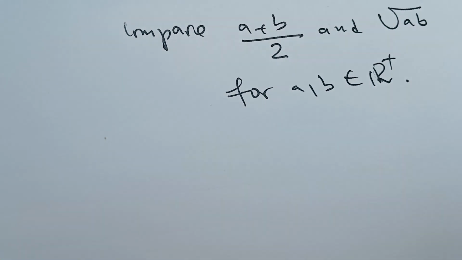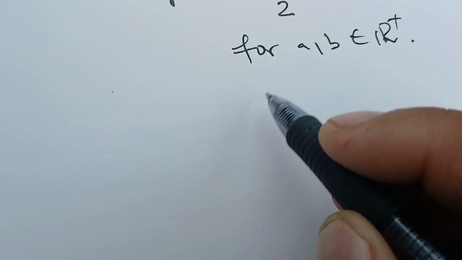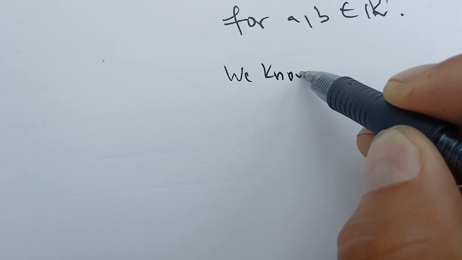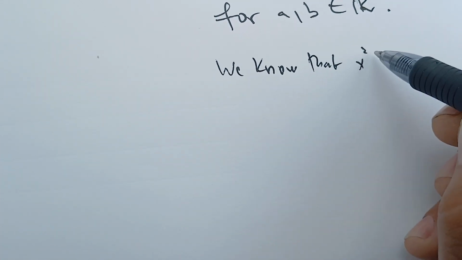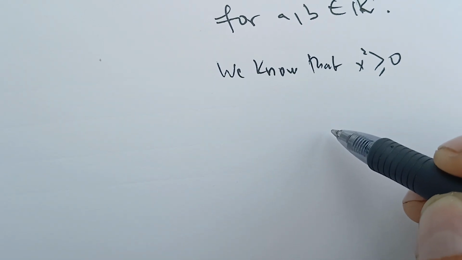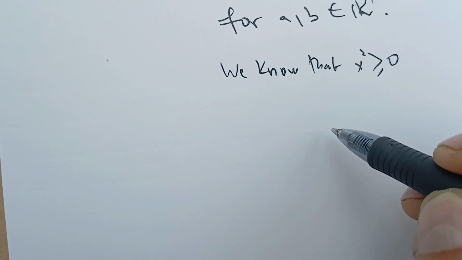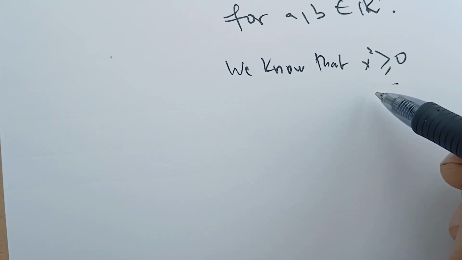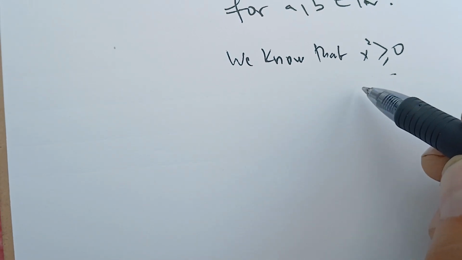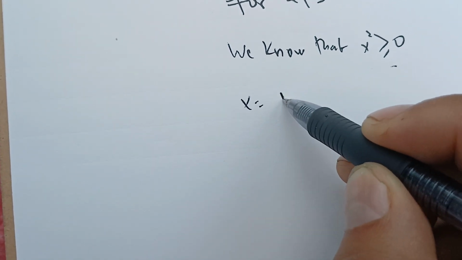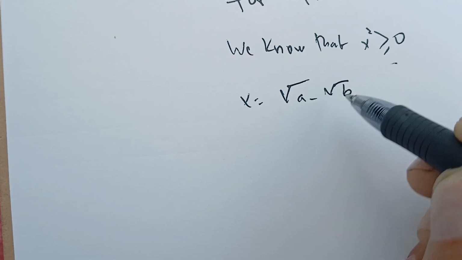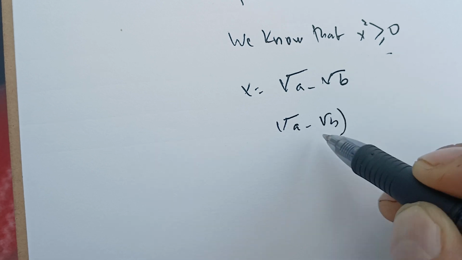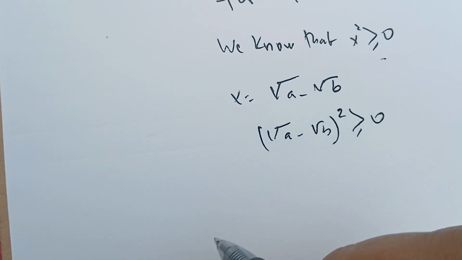I think the best way to do that is to define the difference of the square roots. We know that x squared is greater than or equal to 0 for any x in the set of real numbers. So we're going to use this fact by choosing carefully the x. So let x be the square root of a minus the square root of b. Okay, so we have (√a − √b)² is greater than or equal to 0, according to this result.